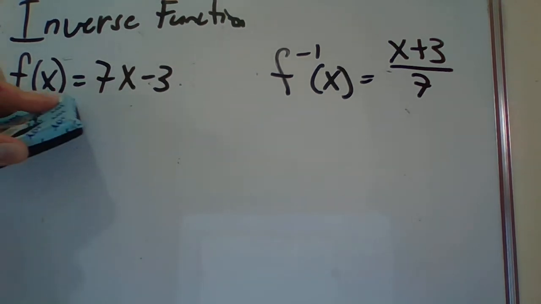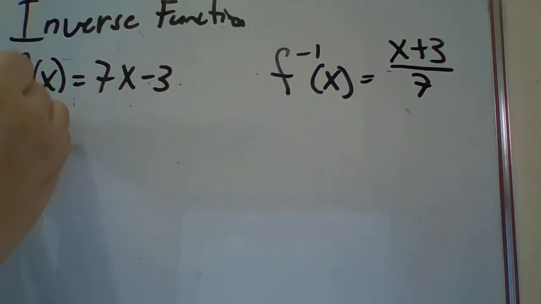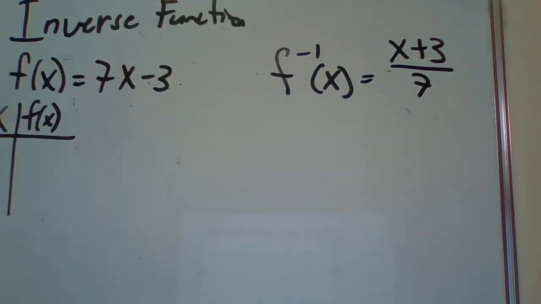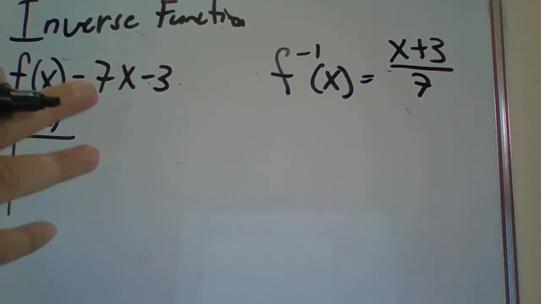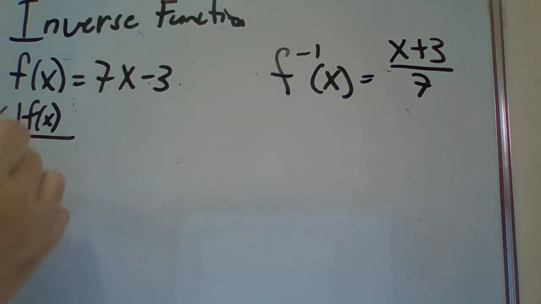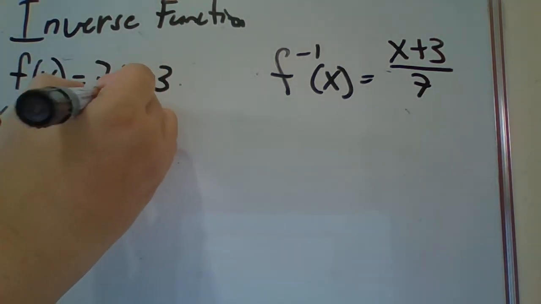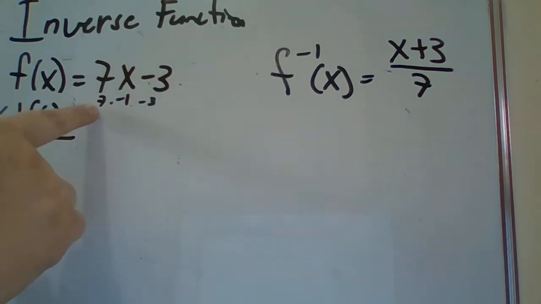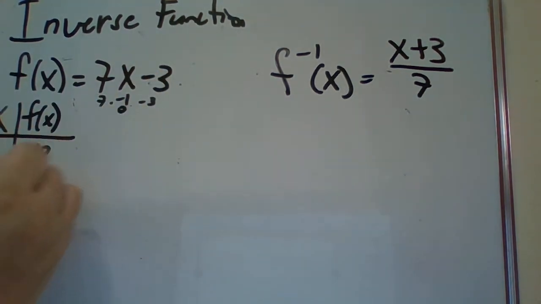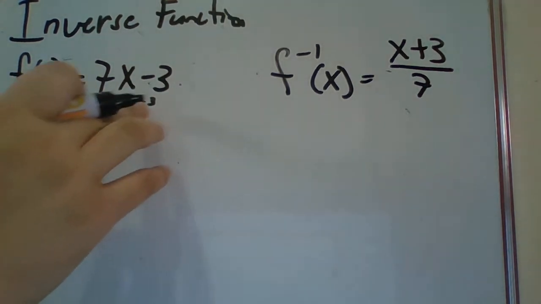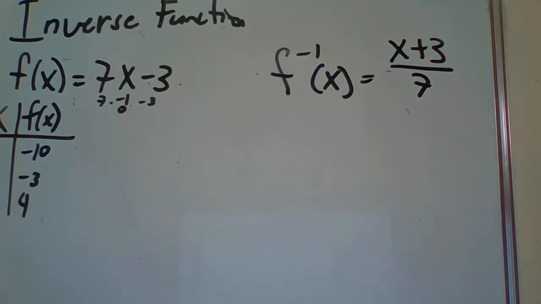So, gagamit tayo ng table values. So, we have here x. So, unahin muna natin dito, f of x. Okay. And then, our input. So, dito, pwedeng input natin, mag-start tayo ng negative 1. Okay. So, 7 times negative 1 minus 3. So, negative 7, negative 3, negative 10. Kung 0 naman to, 0, negative 3. Kung 1, 7 minus negative 3, that's 4. So on and so forth.